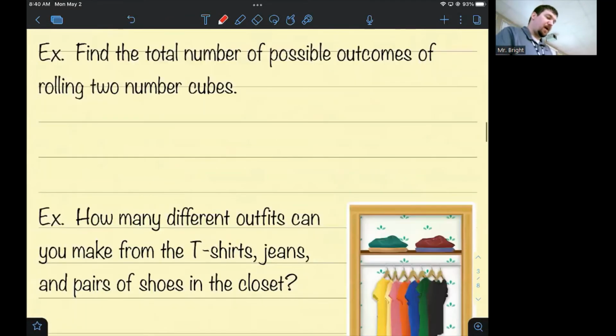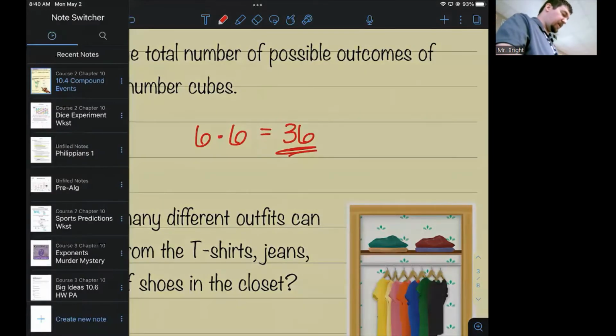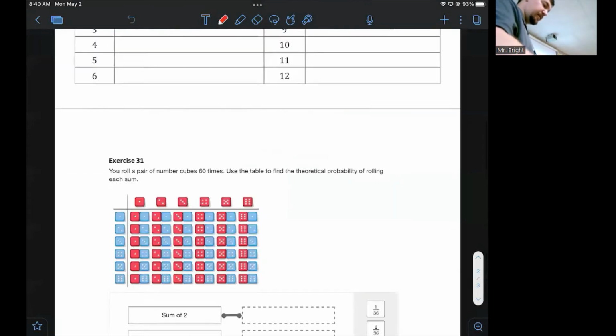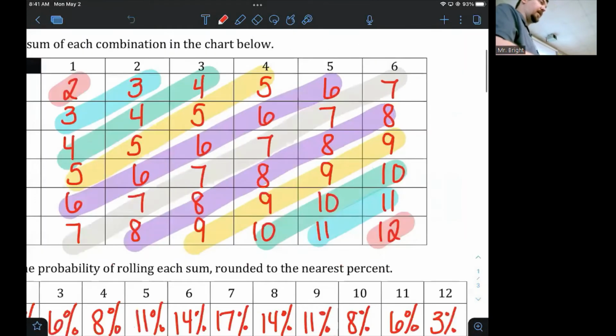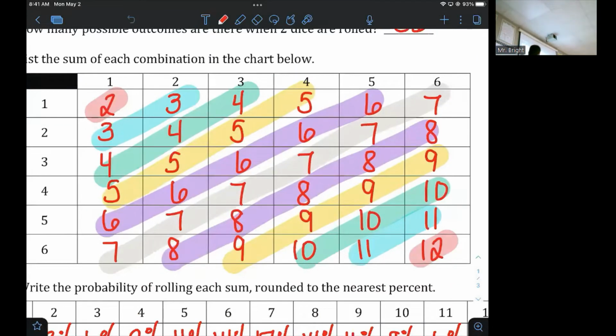Find the total number of possible outcomes of rolling 2 number cubes. How many options are there on the first number cube? 6. And the second number cube? And that's a total of 36. We're multiplying. Yep, 36. In fact, when we did our dice experiment, the first part on Wednesday, you listed the 36 outcomes right there. There were 6 options for the first dice. There were 6 options for the second dice. That gave you 36 different outcomes.